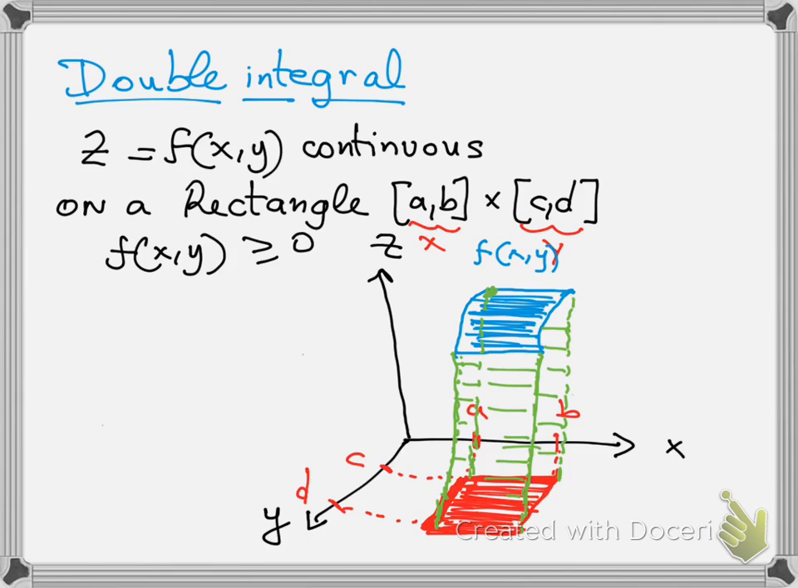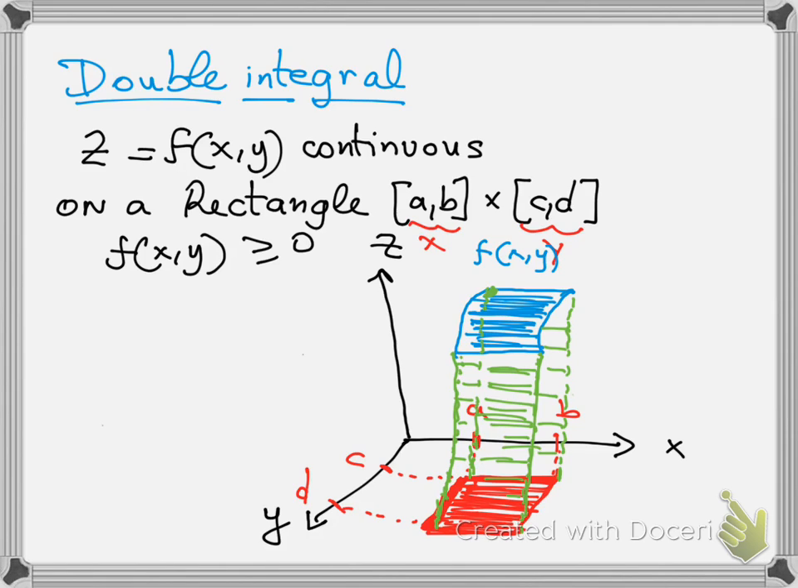Okay, so actually the volume of the green solid, which lies between the red rectangle and the graph of f of x, y, the blue surface. So the volume of the solid which lies between the rectangle and the graph of f of x, y, that will be the double integral of f of x, y.